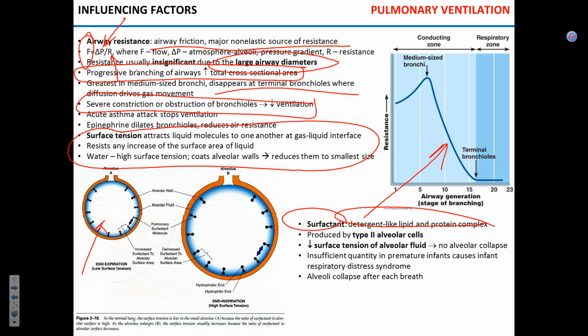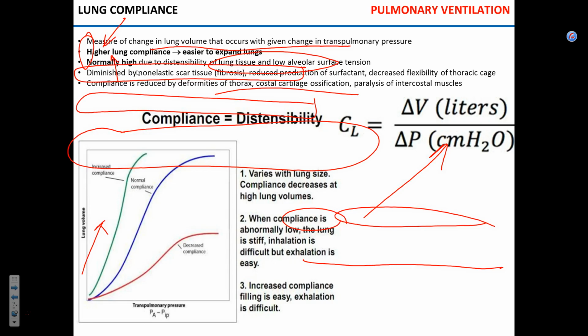How do we know? We know what happens when surfactant is not produced in the necessary amounts. In babies that are born preterm, often surfactant is not produced in the amounts that are required. They develop so-called infant respiratory distress syndrome, meaning that after each breath, due to the absence of surfactant, the alveoli will collapse. Does that make sense? So these two factors, airway friction and surfactant, will be the two most important factors affecting ventilation.